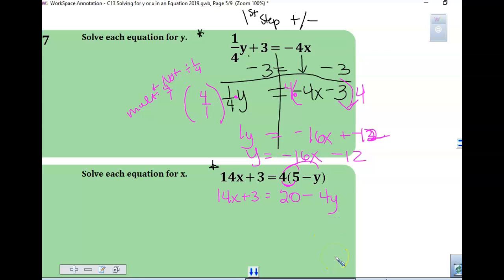Which letter, Kaizen, are we solving for? X or y, does it tell us? X. I want this 14x all by itself. If I'm trying to get 14x on this side of the equal sign with nothing else, Isabel, what do you think I should do to get rid of plus 3? Minus 3. I'm going to minus 3 on this side. Where should I put minus 3 on this side? Below 20, below negative 4y. Jared, what do you think?